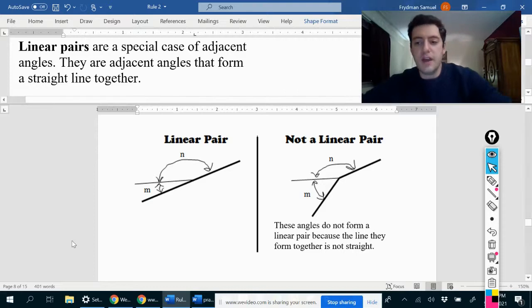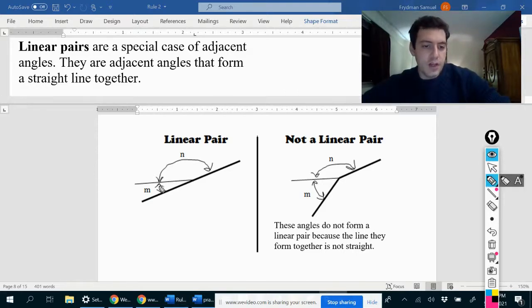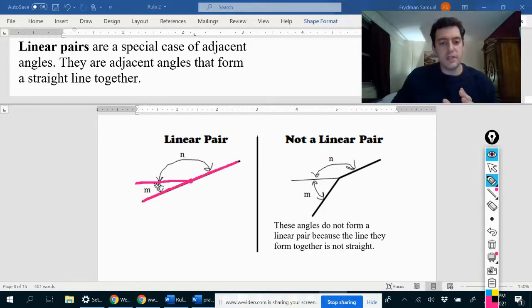So you can see that this pair of angles over here, angle M and angle N, they do share a common side and they share a common vertex. Okay, so these two lines make up angle N, the vertex would be here. These two lines make up angle M, the vertex would be over here. Same place. So they share a common side, which is this one, and they share a common vertex. So they are adjacent. They are also a linear pair because they make a straight line together.